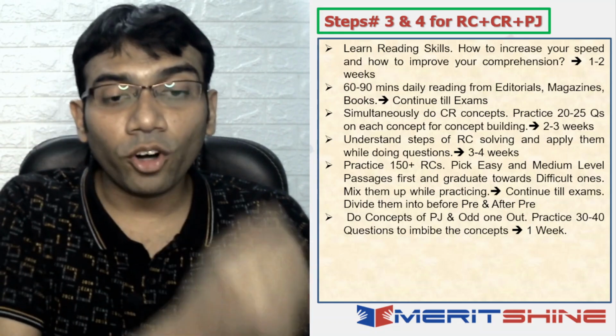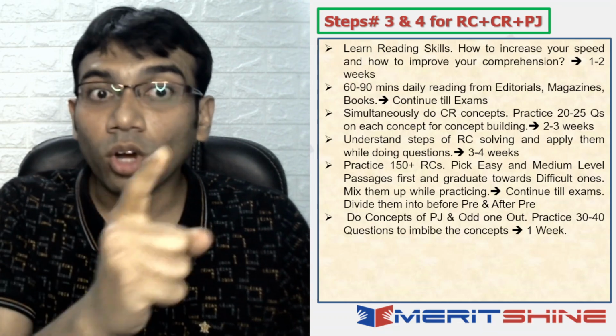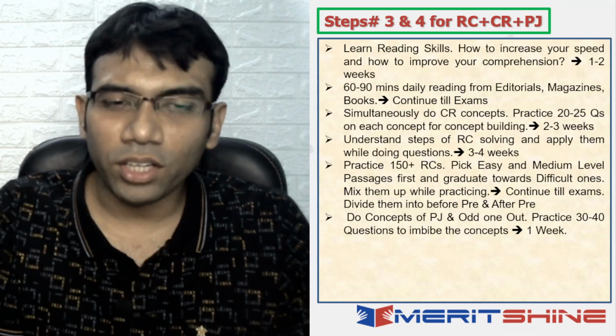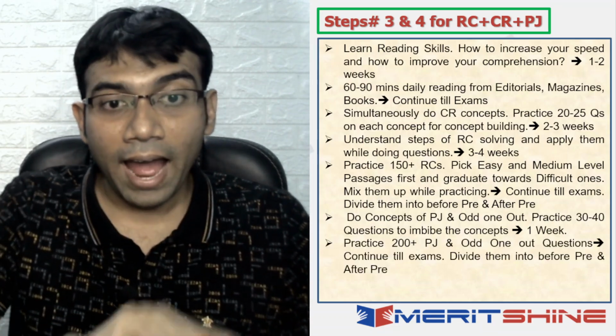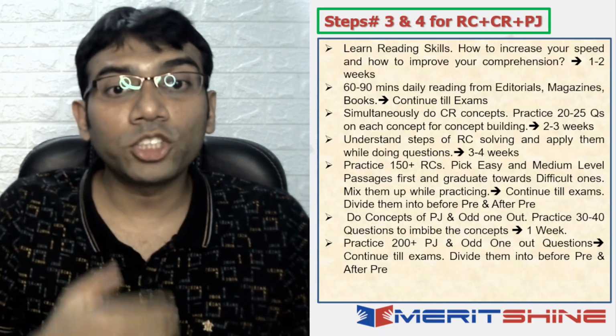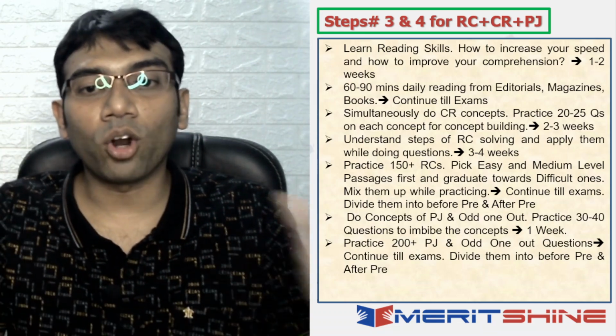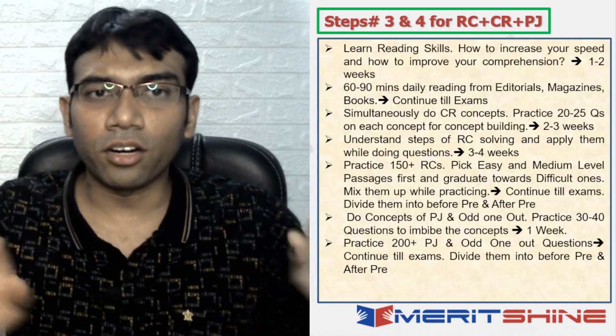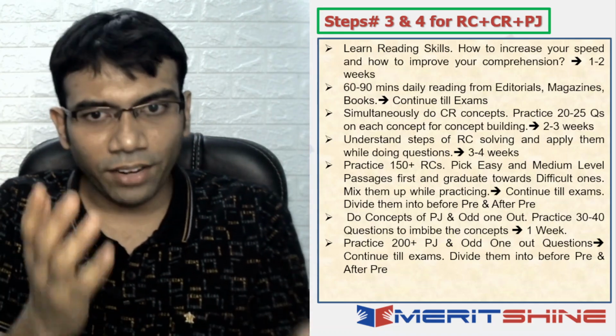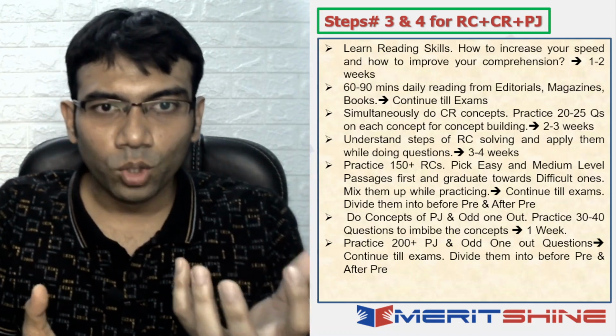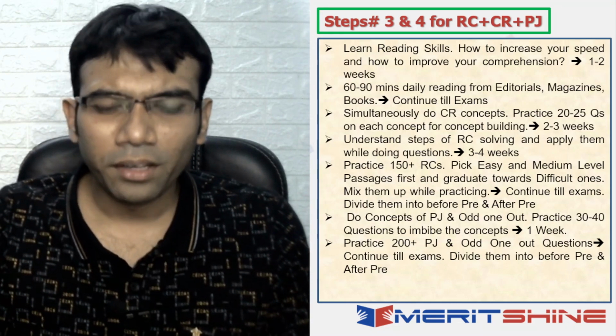Now, do concepts of parajumble and odd one out. Practice 30 to 40 questions to imbibe the concept builder, right? This would take 1 week of yours, not more. And post that, practice 200 plus parajumble and odd one out questions over the period of time till exams. And again, divide the practice between 2 parts, before pre, after pre.